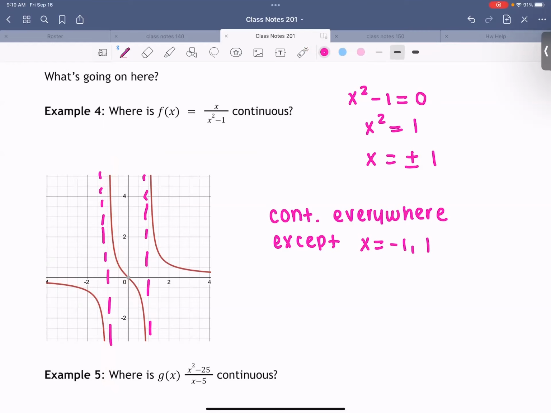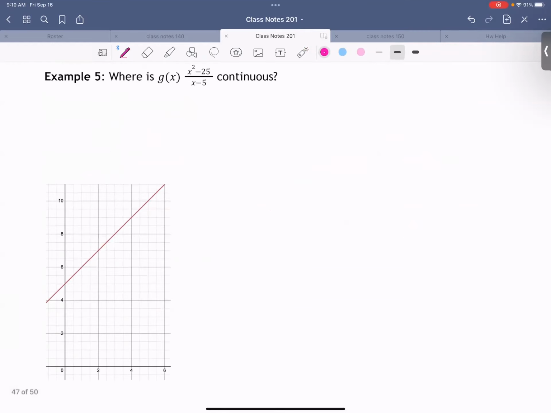Okay, let's talk about a different function here. We've got x squared minus 25 over x minus 5. Where is this one discontinuous? Nowhere. 5. I hear nowhere, I hear 5. Let's talk about this. Well, the thing that we talked about last class said this is continuous everywhere except where the denominator equals 0, right? x minus 5 equals 0. So x equals 5 is a discontinuity, okay?